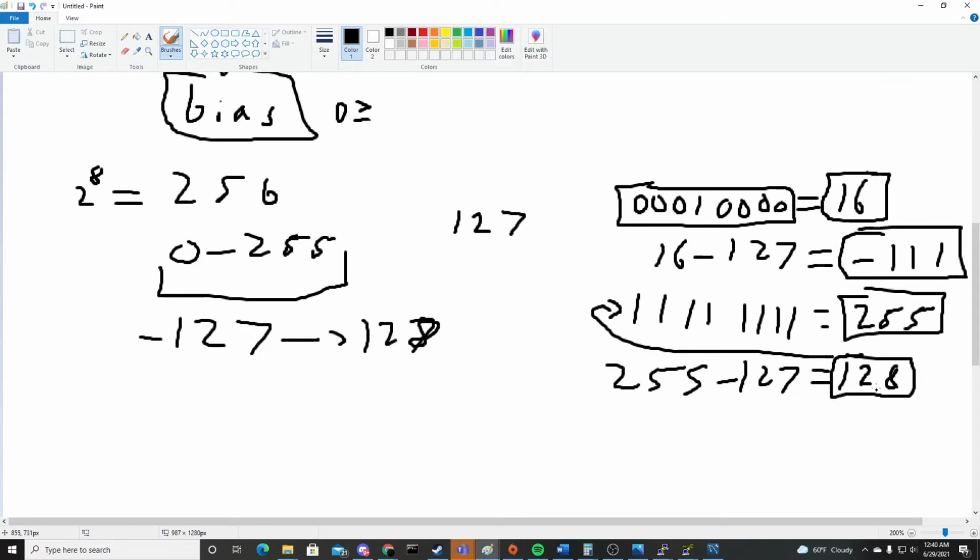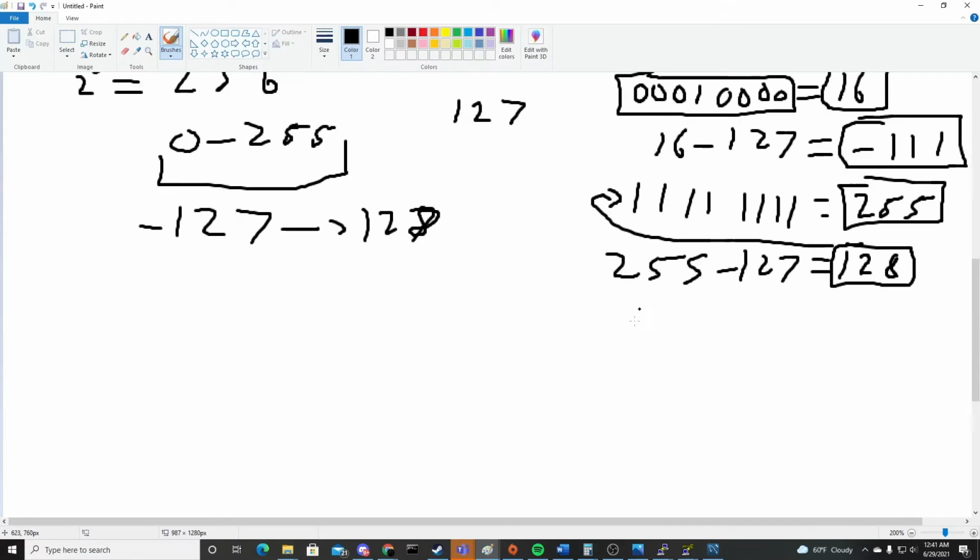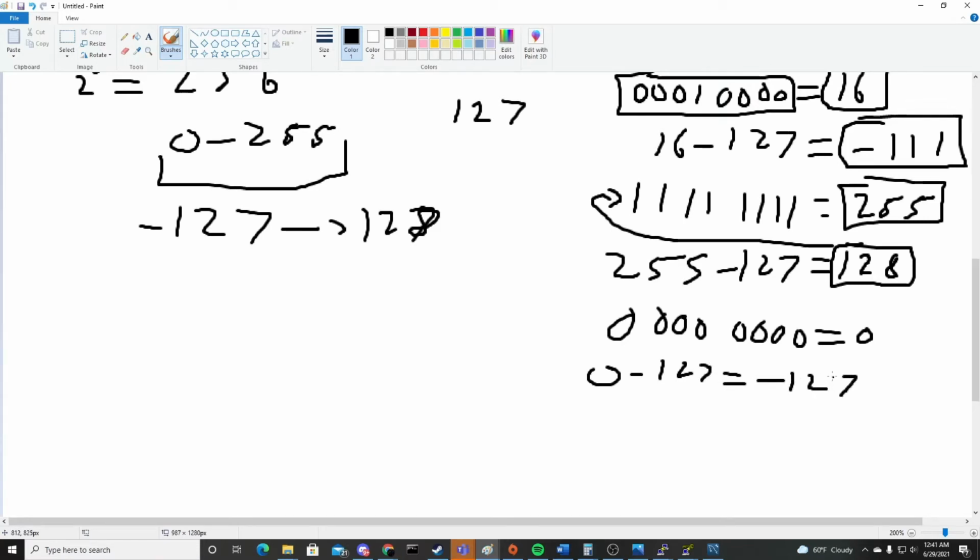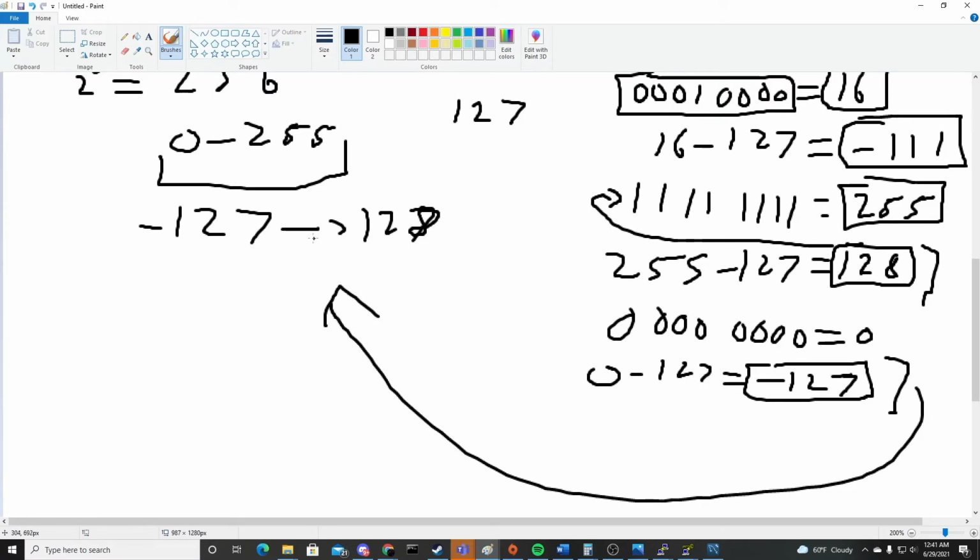So you can see that the maximum positive exponent we can have is 128, and the minimum is going to be negative 127. The minimum exponent would normally be 0, 0, 0, 0, 0, 0, 0, 0 with an unsigned binary number, which equals 0. What we would really do is take 0 minus 127 to get negative 127. So here is the least exponent that we can have. That's why our range, when 127 is our bias, is negative 127 to 128.